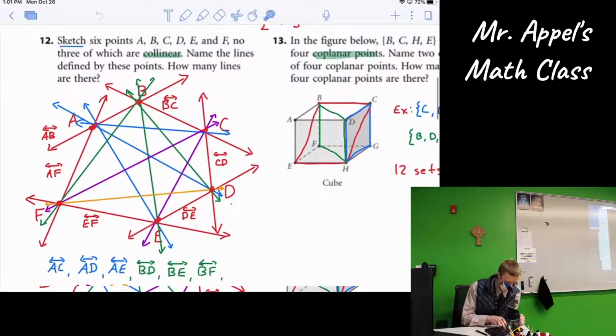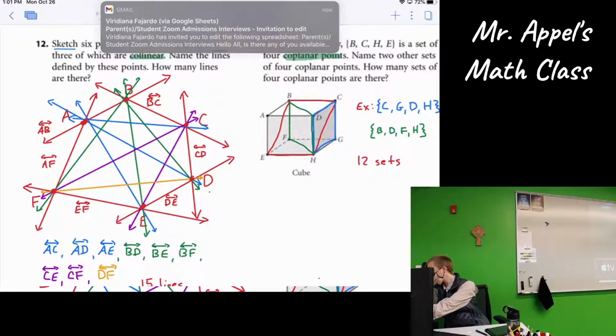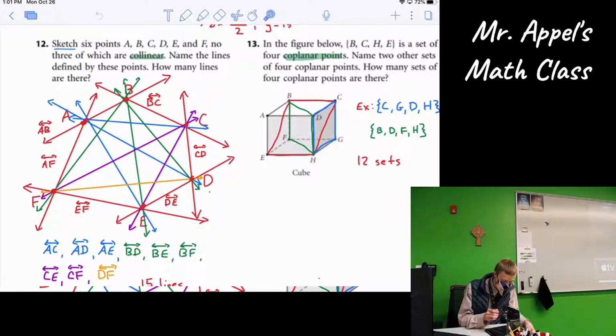So, number 12, it only asked you to sketch the 6 points. You did not have to draw in all of those lines, but I did, and I color-coded them to hopefully make things a little easier. And the names there are listed. I use red around the outside. That's just connecting them each in alphabetical order, and then you start getting all the extra crisscrossy bits for a total of 15 lines.